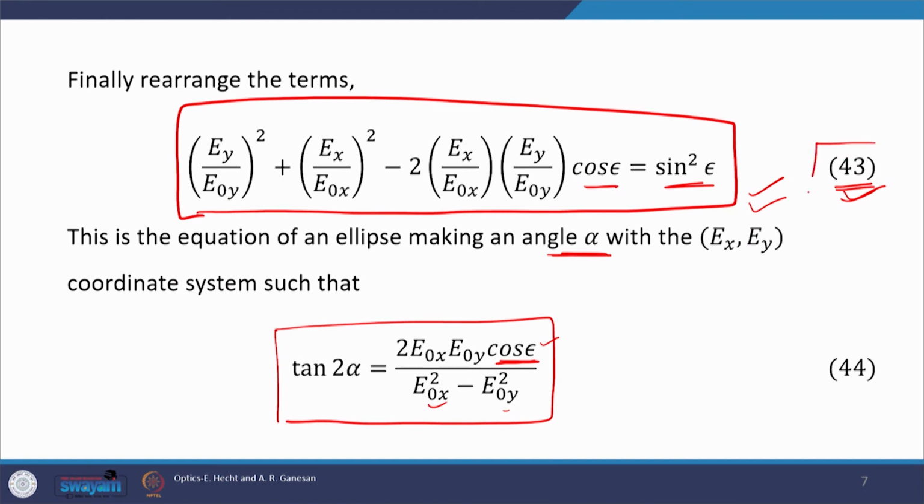Now, let us keep varying the epsilon value and see what shapes can be generated using elliptically polarized light. The expression of elliptically polarized light which we are using is equation number 43. In this equation, we will change epsilon, trace out the equation, and see what type of curve we get.